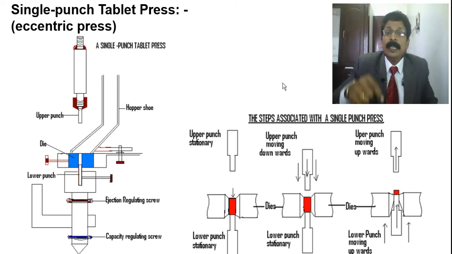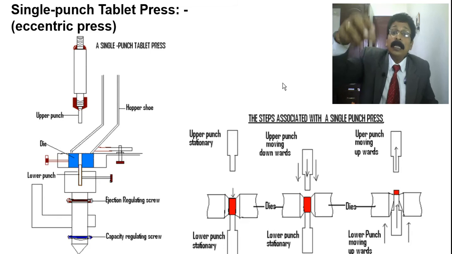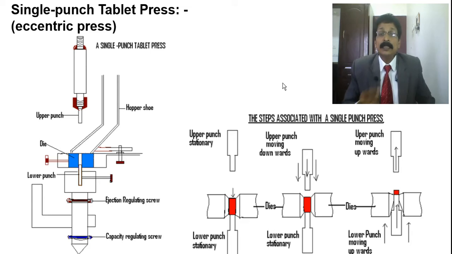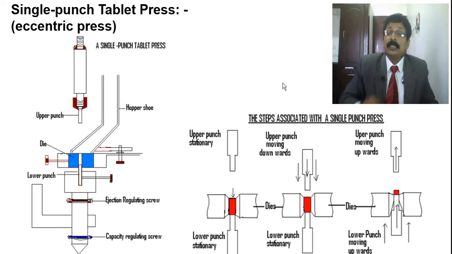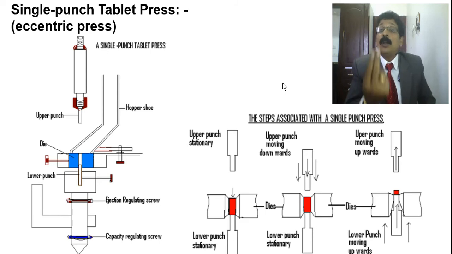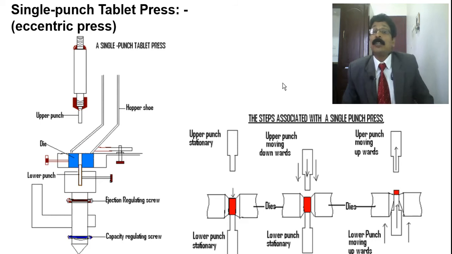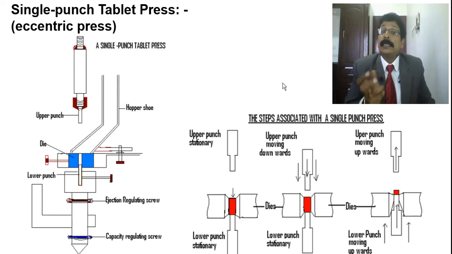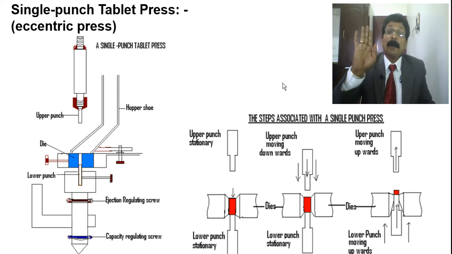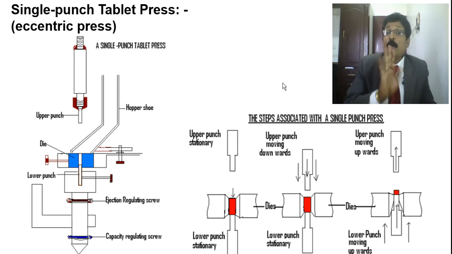You want to fill the die from the hopper, and the red color is filled in, and that is the lower punch. It is always stationary in a single punch tablet press. How much quantity to fill, the area, how much the lower punch should be fixed, all these things will be decided by you, the pharmacist, according to the capacity requirement or regulatory requirement for the tablet size, tablet weight and the constituents. And you see the upper punch is stationary in the first step. It is also not moving.